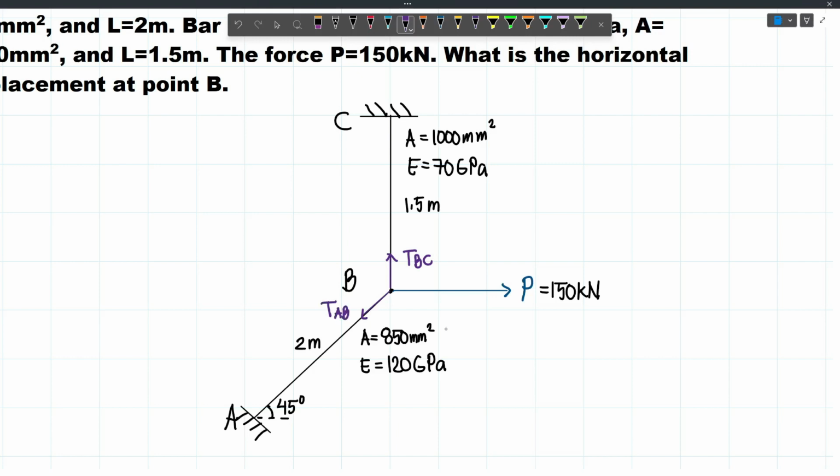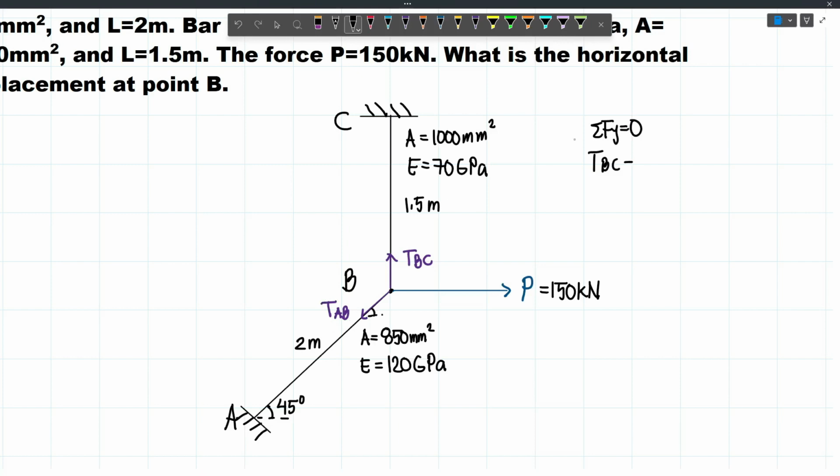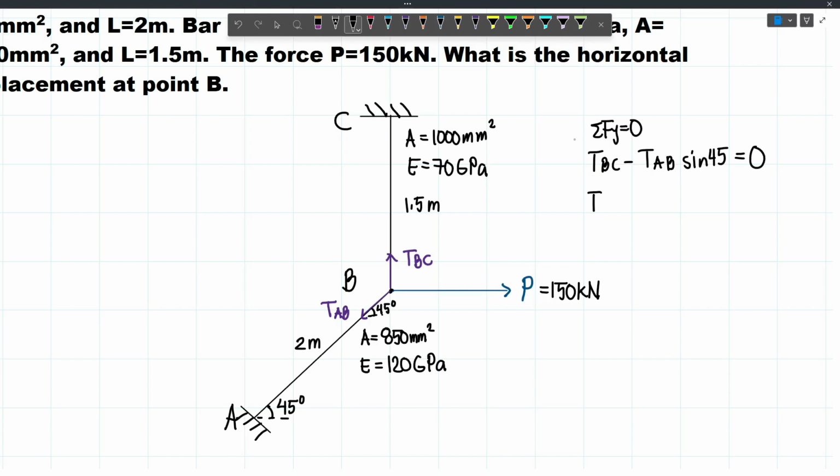And so to solve ani nilang duha, mag-summation lang tag forces Fy ug Fx. So summation of forces Fy equals 0, mahimo siyang TBC minus TAB, and ang angle is 45 degrees pud ni siya. And so ang vertical component ani is TAB sin 45. And since wala tay external force nga acting sa y direction, equal ra ni siya to 0, or simply ang TBC is equal to TAB sin 45.